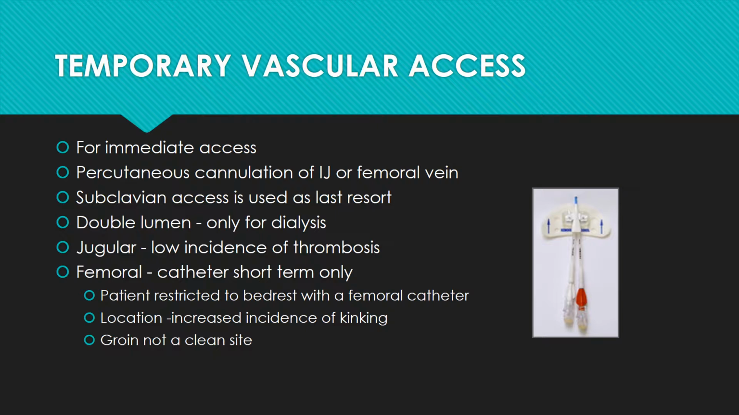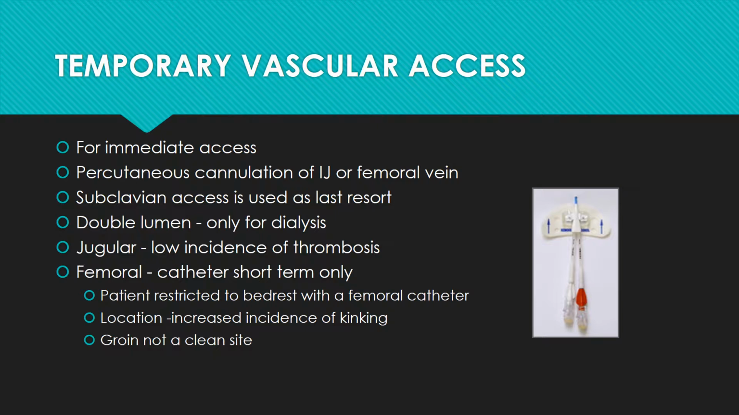This is a picture of a temporary central line, and it's for immediate access because the doctor can put it in right there at the bedside. It's percutaneous cannulation of internal jugular or femoral, as I said in an earlier presentation. They use subclavian as a last resort because some patients can't get the graft or fistula, and they'll put in a device that looks like the temporary, but it'll be one of the tunneled catheters, and it's called a permacath. And they usually use a subclavian vein for that, so they like to reserve it for that. It's double lumen. It's marked only for dialysis use.